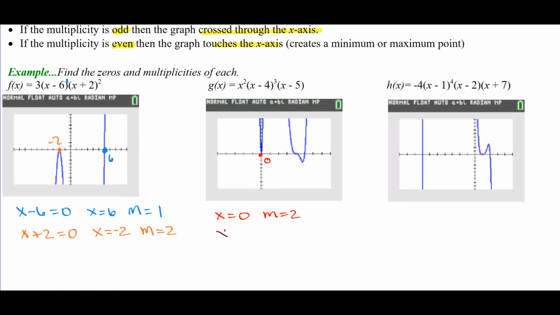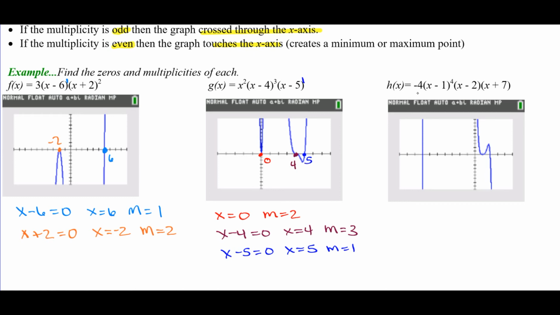Next I have x minus 4. So I'm going to set that equal to 0, so we get x equals 4, and then the exponent on that is 3, so my multiplicity is 3. So here's my x equals 4. I'm cutting through the axis there because my multiplicity is odd. And then finally I have x minus 5 equals 0, so x equals 5, and my multiplicity on that again would be 1 because there's no exponent seen there, so we know that it's 1. So here I have x equals 5, and I'm crossing through the axis because of the odd multiplicity.